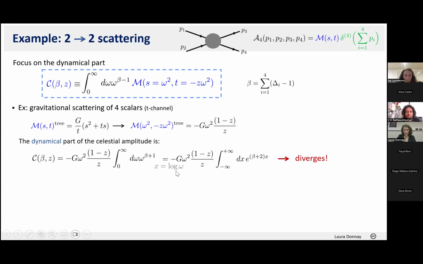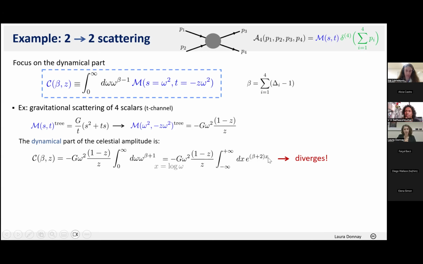Now let's do a little change of variable and use the x variable instead of omega. And what you get is this integral. Well, clearly, this is not a convergent integral. This integral diverges, except when beta plus 2 is a pure imaginary number, but there is no reason to expect that beta plus 2 has to be a purely imaginary number. So the upshot of all this is that your celestial amplitude is just not well defined. I told you you have to just compute this Mellin integral.